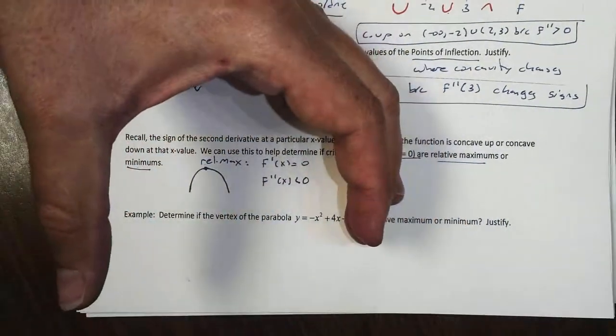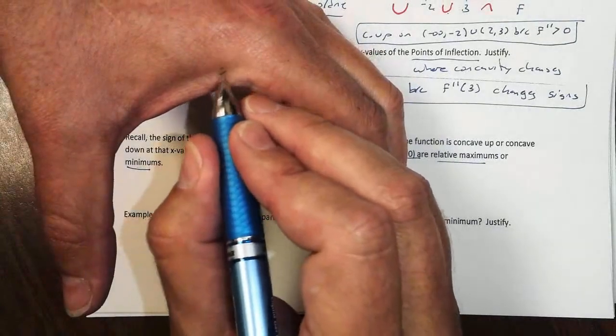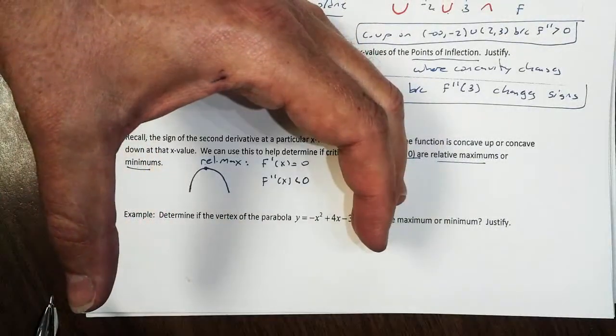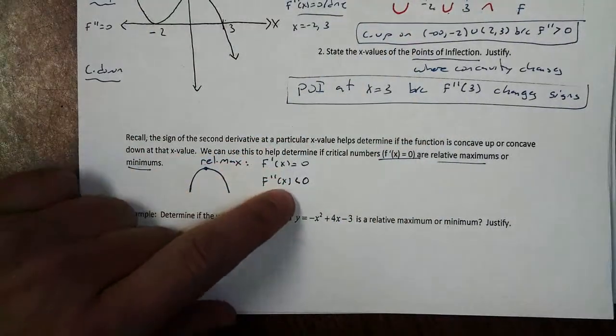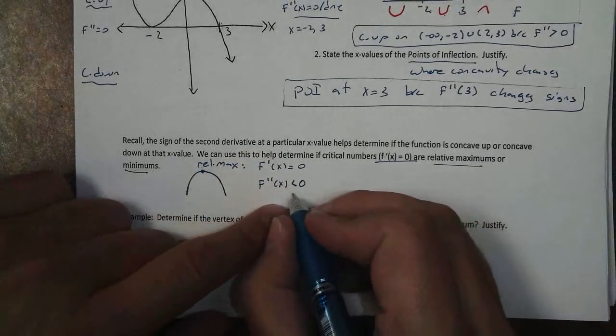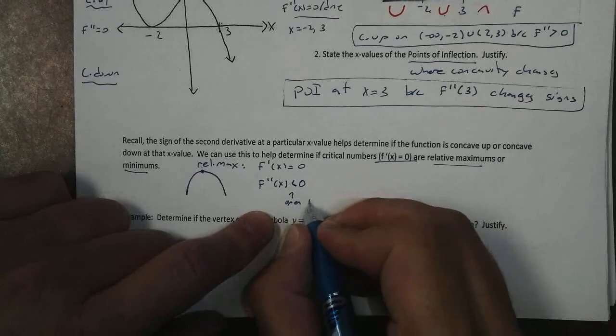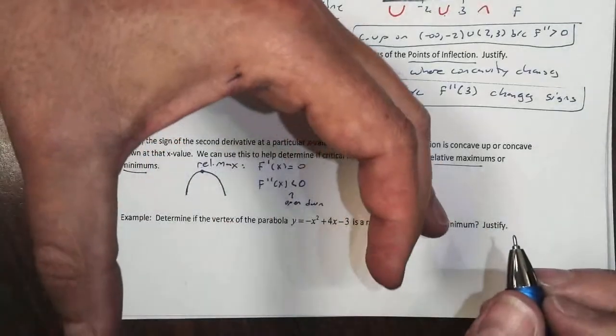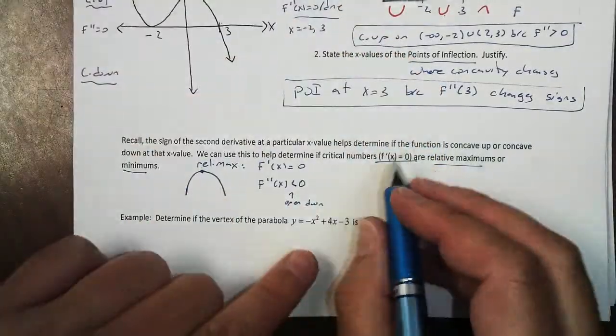So if I have something opening down, well, where's my critical number? At the very top. It's a maximum value. Now be careful. Sometimes people think, oh, it's less than, so it's a minimum. Be careful. This tells me it opens down. Downward facing parabola, my favorite yoga position.